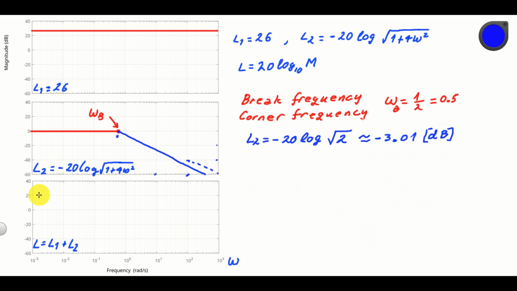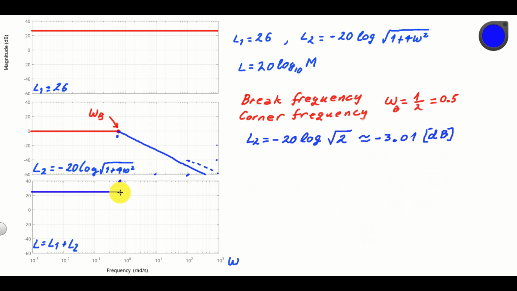So let's do it over here. I will have a straight line until our break frequency, so let's put it here. We will have a straight line until this frequency, and after this, we have a new asymptote. That is, after the break frequency, our asymptote will go down with a slope of minus 20 dB per decade, that is, with this slope over here.